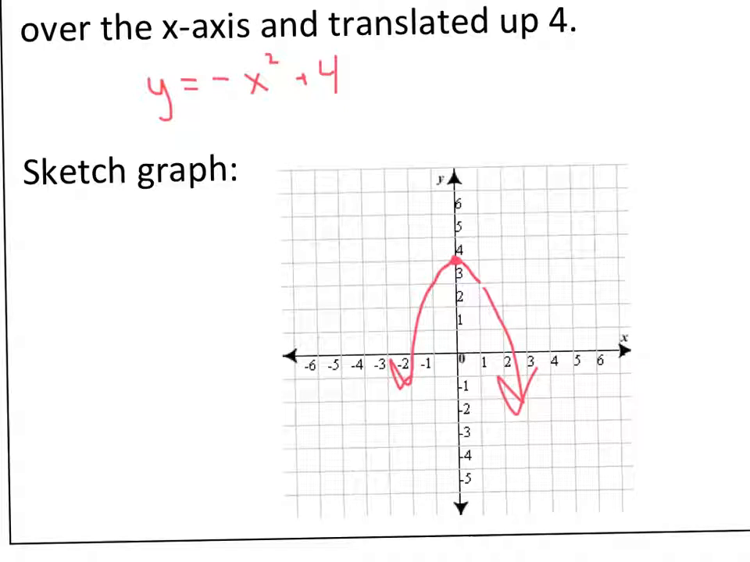Our flip over the x-axis puts the negative out front, and our translation of up 4 gives us a plus 4 on the outside. So our graph, we have gone from our 0, 0 vertex up 4, and then instead of opening upwards, we are opening downwards. Now go on to problem 2.